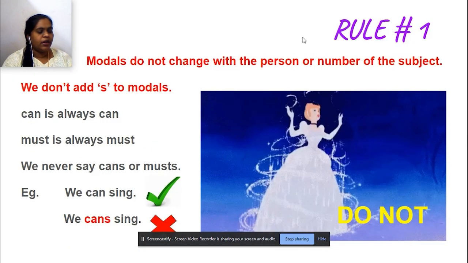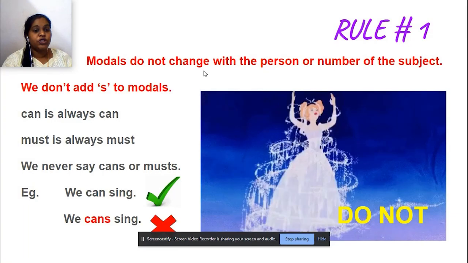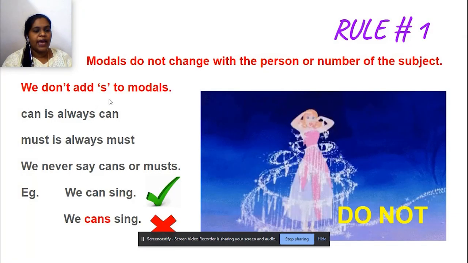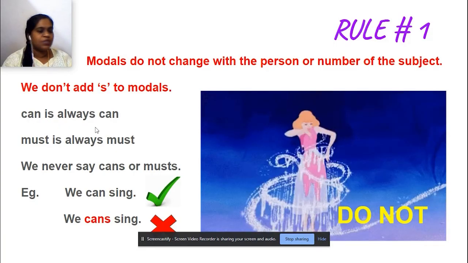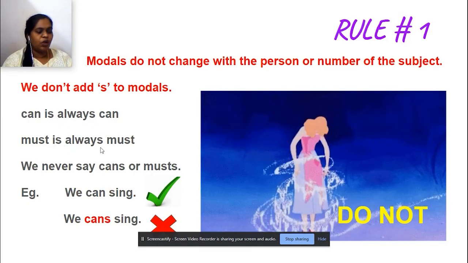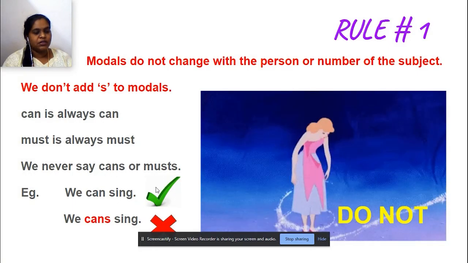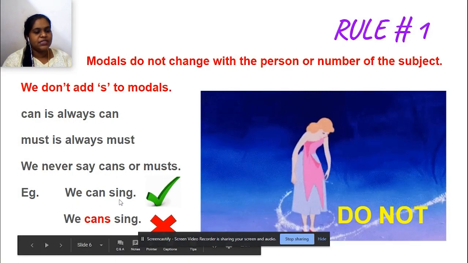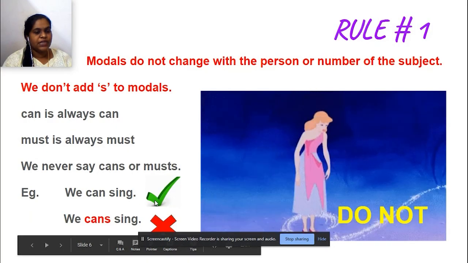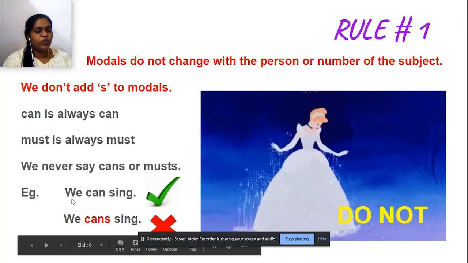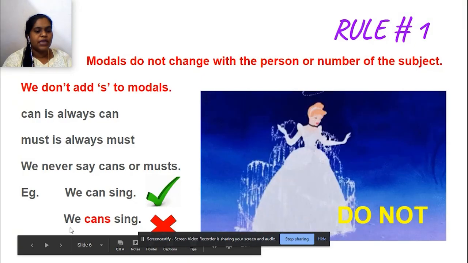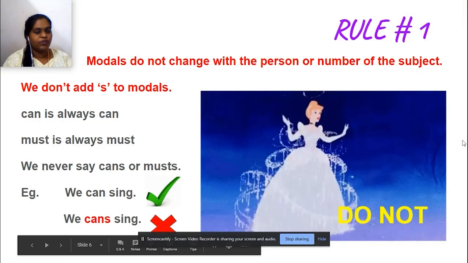Rule number 1, modals do not change. We don't add s to modals. Can is always can. Must is always must. We never say cans or musts. Now, we can sing is the right sentence. Just because we is plural, we don't say we cans sing. Hope you got the first rule.